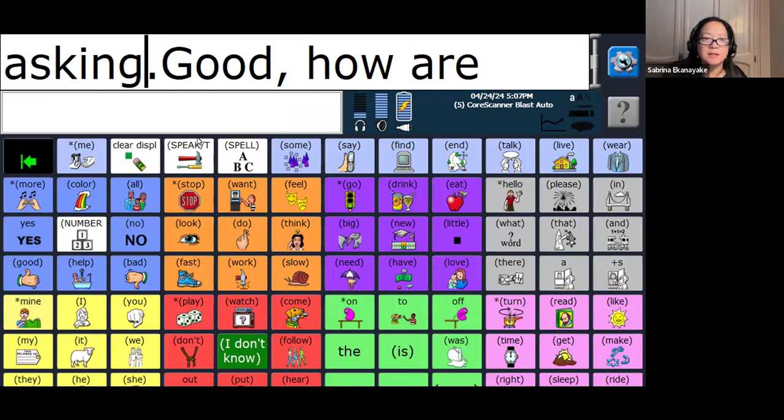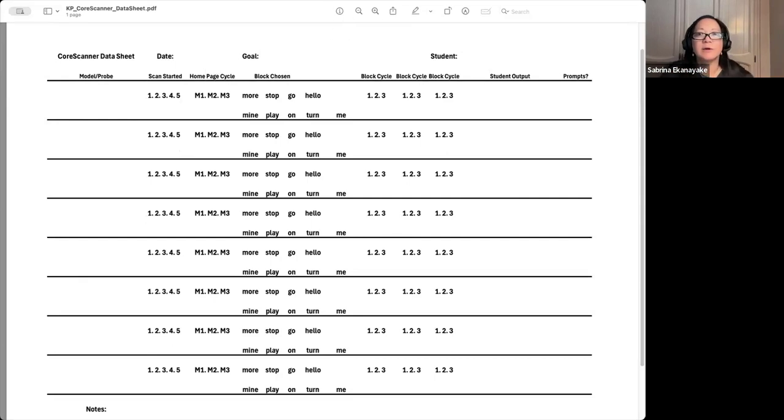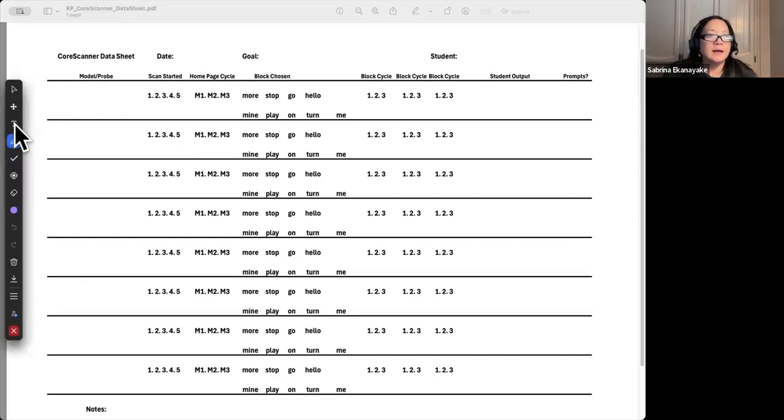So if we go to the data sheet here, we're doing, hi, how are you? Hi, how are you? And we started counting 1, 2, 3. So on 2 or wherever that was, let's just say we heard the switch activate. So we can circle that. So now we've heard more the first time. As soon as it was activated, that's when we heard M1.